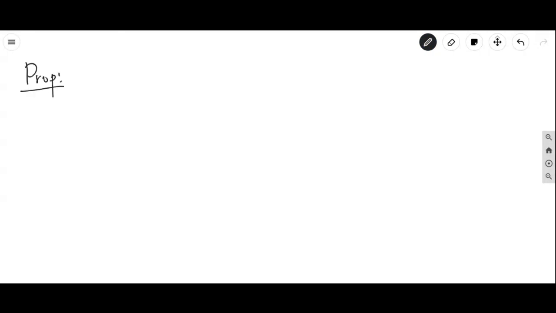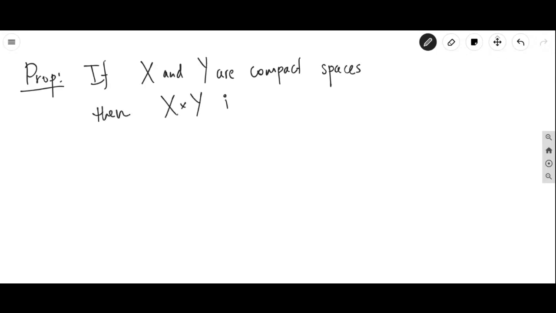The proposition says that if X and Y are compact spaces, then their Cartesian product is also compact. And this is actually a lot harder. It's not too hard, but it's a longer proof.